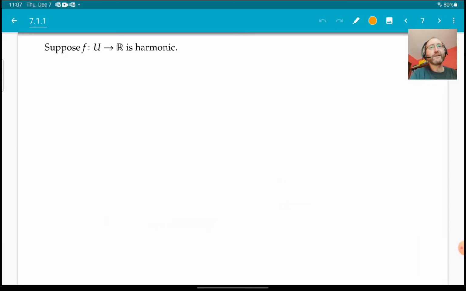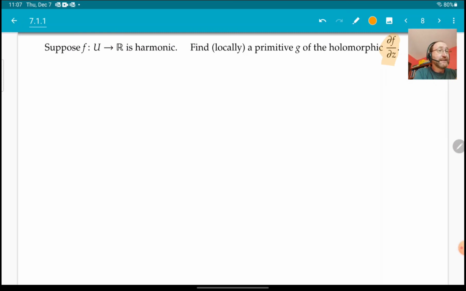So suppose that we have a harmonic function. Locally, because this df/dz is a holomorphic function, we can find a primitive. Maybe not globally, but locally, on any small neighborhood or any simply connected domain, if you recall, we can find a primitive. So some holomorphic function g whose derivative is df/dz.